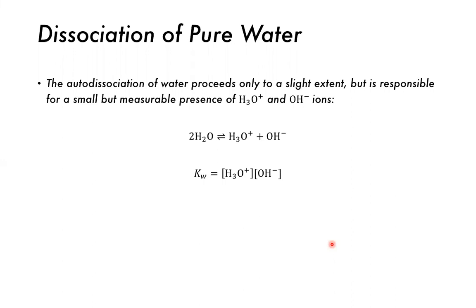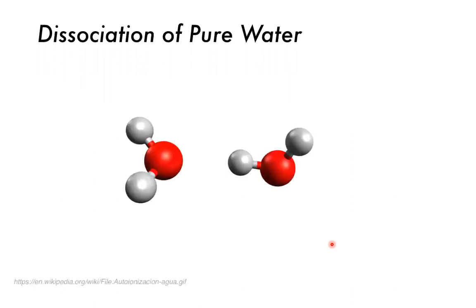So two water molecules, as we've seen, auto-dissociate to form H3O plus and OH minus. This then gives us our Kw, which is a special form of the equilibrium constant for water, and Kw will be equal to the concentration of H3O plus times the concentration of OH minus, which will be equal to 1.0 times 10 to the minus 14 at 25 degrees Celsius.